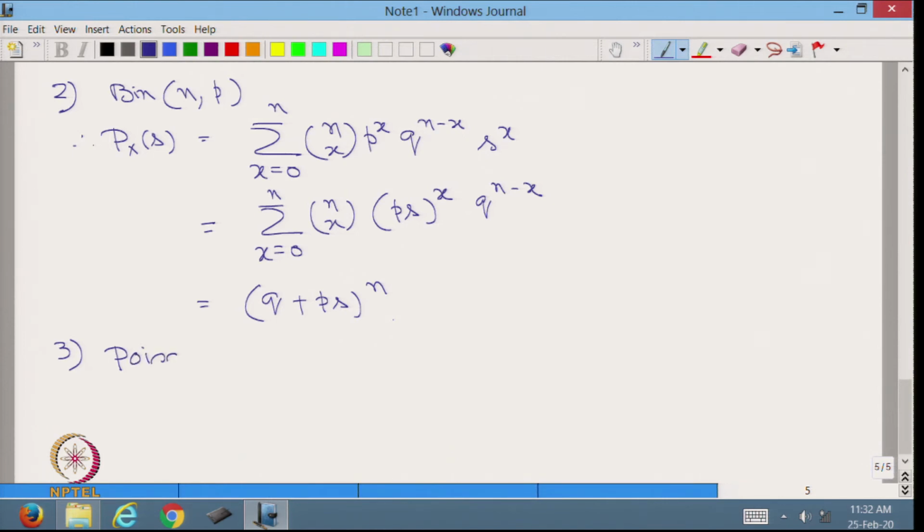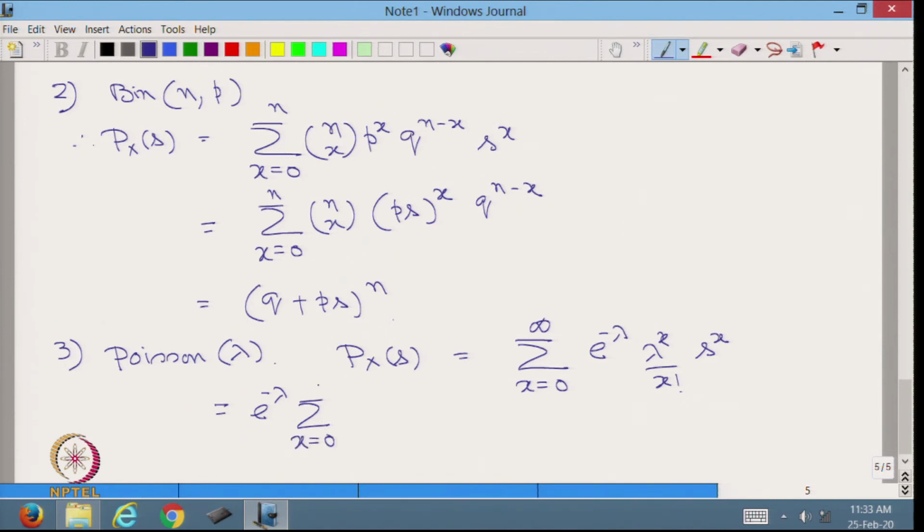Poisson distribution with lambda. Therefore, P x of s is equal to the sum over x equal to 0 to infinity of e to the power minus lambda lambda to the power x upon factorial x into s to the power x, which is equal to e to the power minus lambda times the sum over x equal to 0 to infinity of lambda s to the power x upon factorial x, which is equal to e to the power minus lambda into e to the power lambda s, which is equal to e to the power minus lambda into 1 minus s.